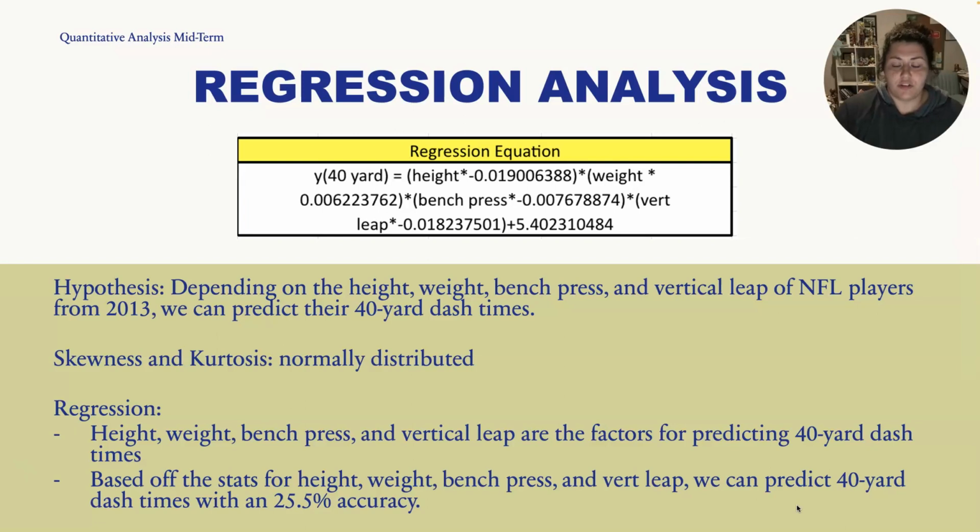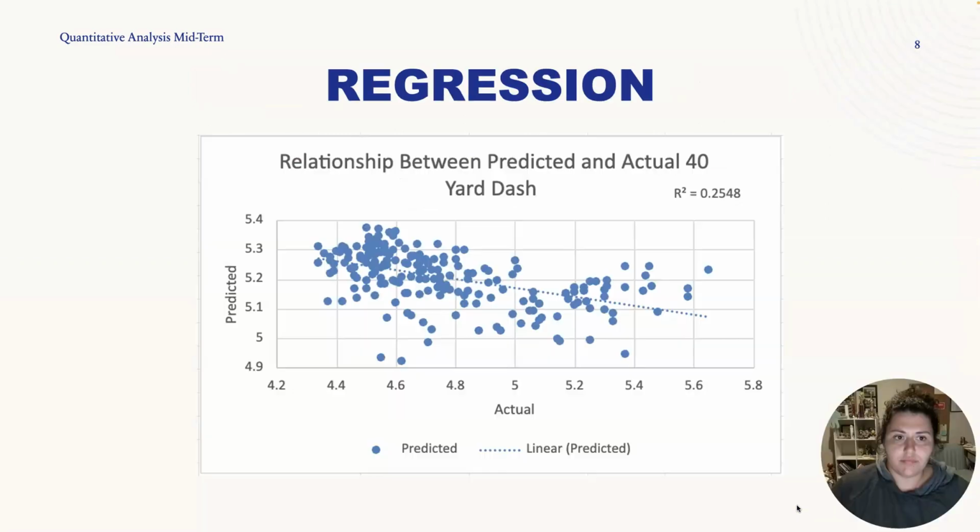Once again, normally distributed data, so no issues with skewness and kurtosis. And then looking into the regression, if we know their height, weight, what they can bench press, and their vertical leaps, these are all the factors that we are assuming influence the 40-yard dash, and that's what we're trying to find out. Based off these stats from the data set, it showed that we can predict the 40-yard dash times with 25.5% accuracy. As you can see, I also have my regression equation on there to show us what these predicted values would be.